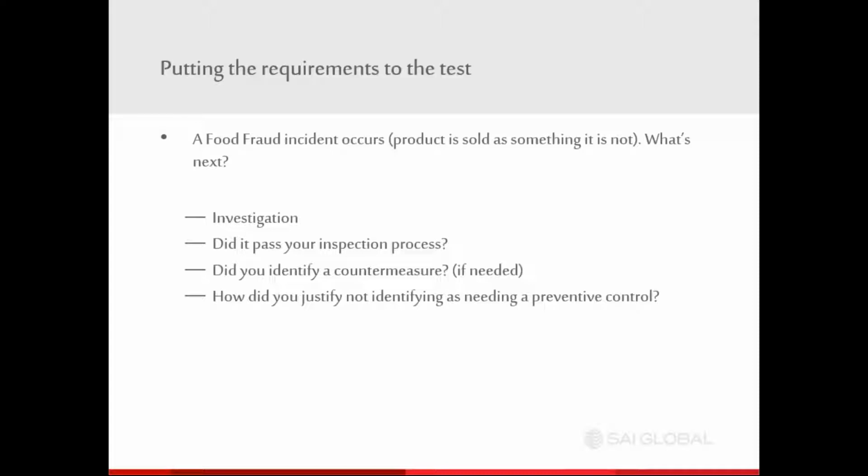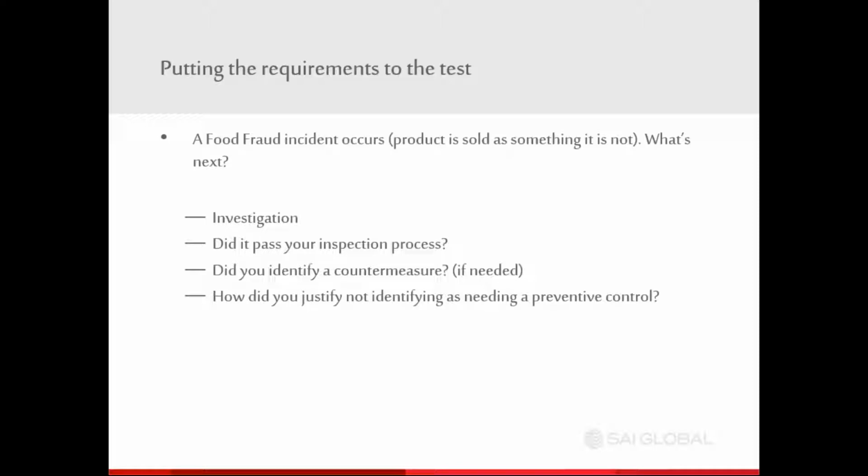And during that investigation, you're going to ask, did it pass our inspection process? And that means within your processing steps, with your quality checks or your lab work, whatever you do to determine that product is safe to ship out. What inspection? Did you identify a countermeasure?